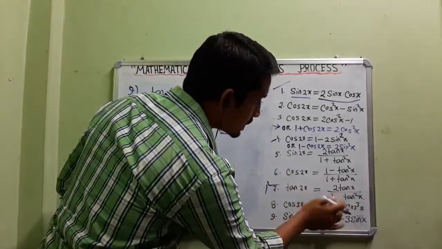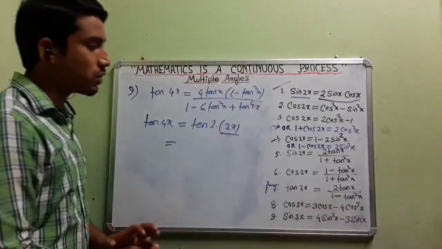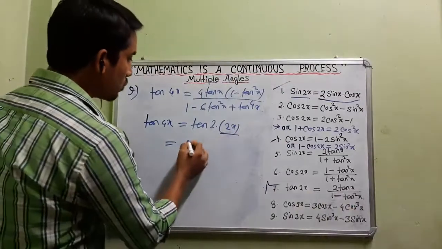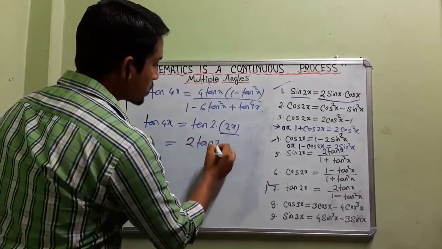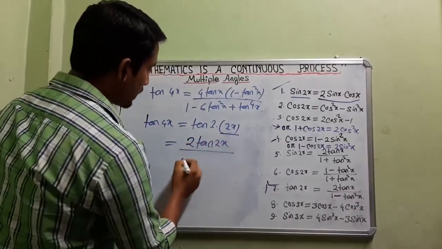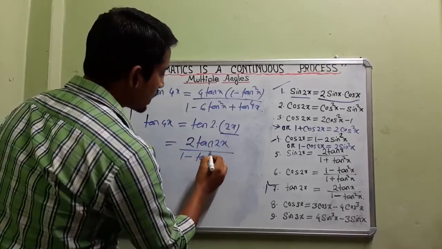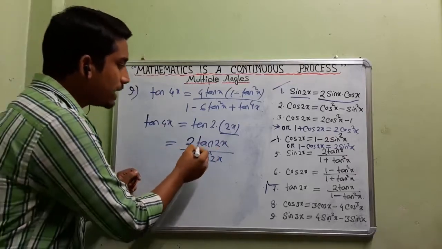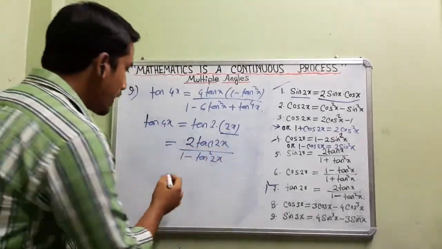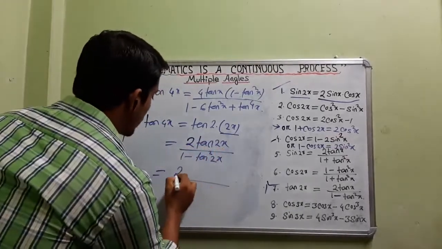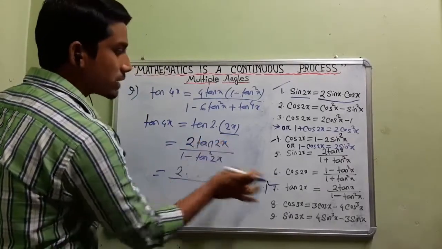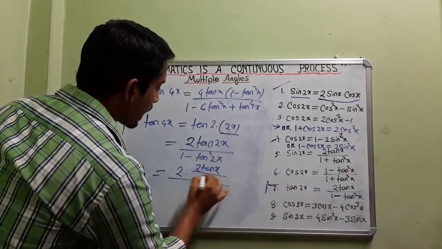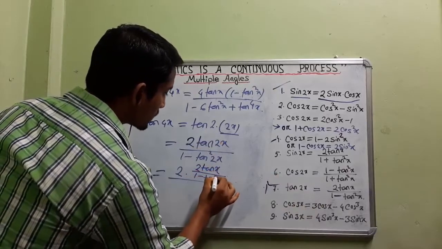Wait, there is a change. It should be 1 minus tan square x: 2 tan x divided by 1 minus tan square x. So in the tan 2x formula, 2 tan x, in place of x there is again 2x: 2 tan x divided by 1 minus tan square x, where x means 2x. Again we will put the formula. You see, again you have tan 2x, no? So again we will put the formula. This 2 is there. In place of this tan 2x we will put the formula. What is the formula? 2 tan x divided by 1 minus tan square x.